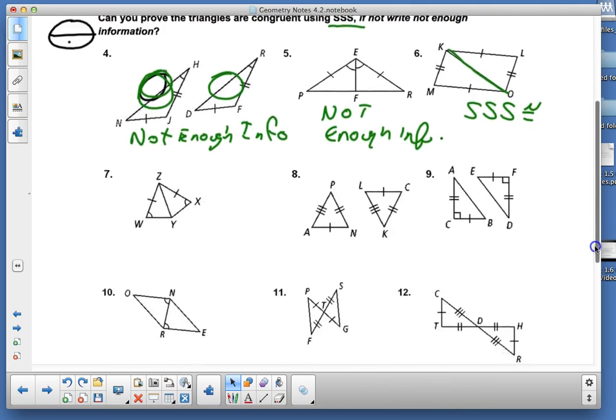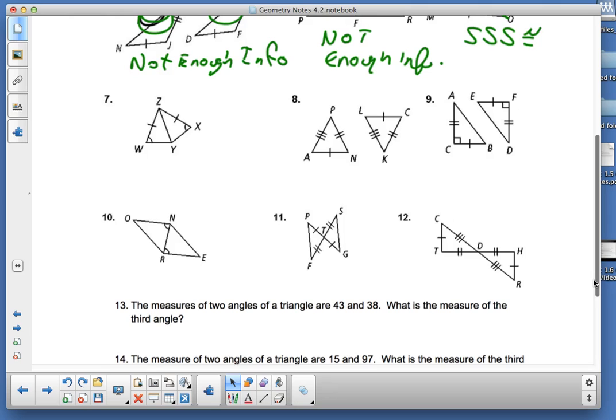Now with that said, I'm going to speed up the answers on this. When we're looking at 7, we've got not enough info. When we're looking at 8, we've got side, side, side congruence. The two triangles are congruent to one another. In 9, it does not meet the side, side, side needs. I don't have all three sides in one congruent to all three sides in another. In 10, I don't have any markings for sides. I can only show one side, and that's a reflexive one, so not enough info. In 11, not enough information. And in 12, I have side, side, side congruence for the two triangles.